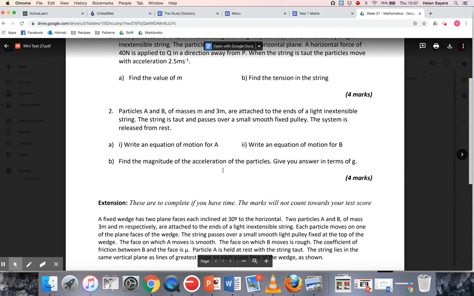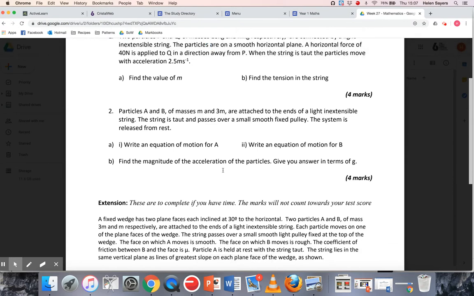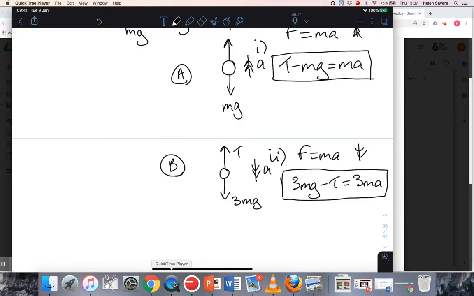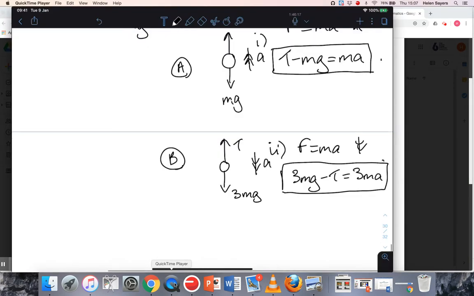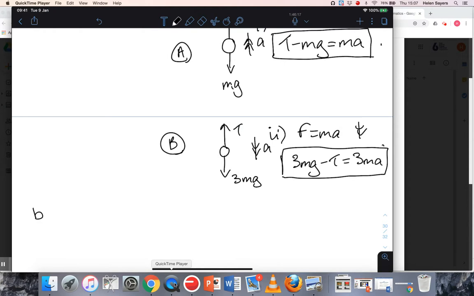Okay, and then find the magnitude of the acceleration, give your answer in terms of g. So I've got 2 simultaneous equations to solve. There's my 2 equations, and the significance of leaving my answer in terms of g is basically I just don't want to substitute in that g is 9.8. So I've got T minus mg equals ma, and then I've got 3mg minus T equals 3ma.